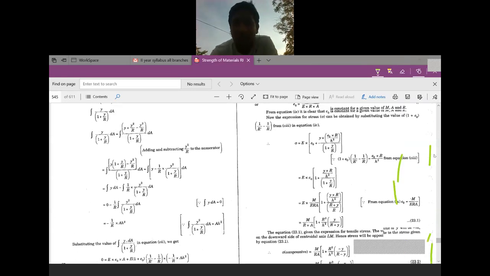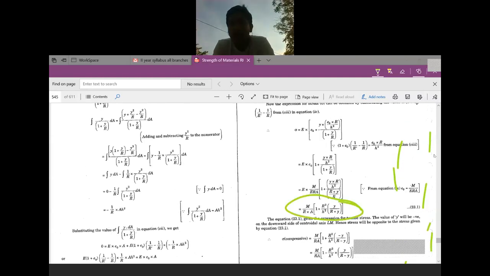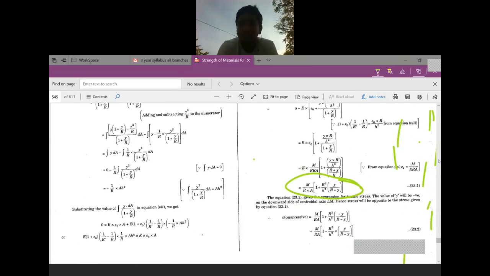So here you are considering the two formulas. The tensile stress, this one is the one formula: M by Ra into 1 plus R square by H square into Y by R plus Y. This is the formula you are going to consider. This is the maximum stress. This is nothing but a tensile stress, and this one is the other formula you are going to use. This one is the compressive stress. These are the two formulas you are going to use.